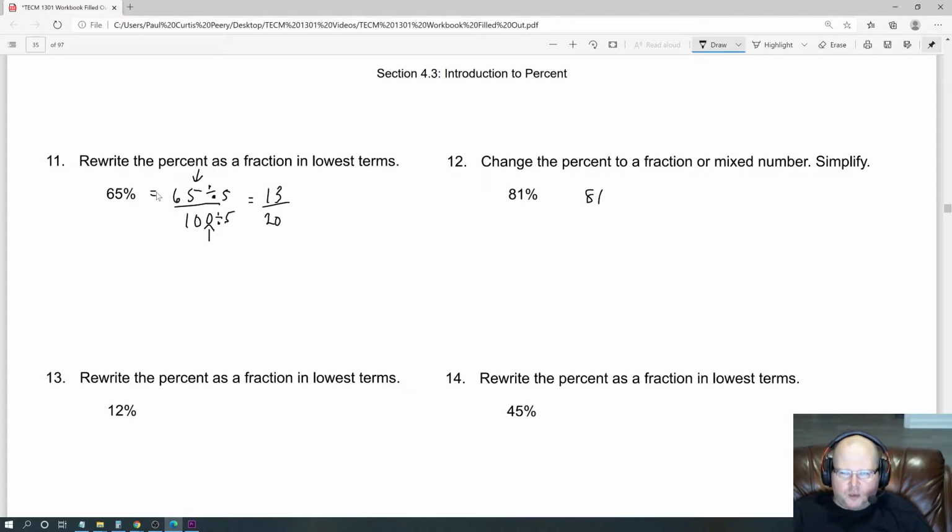Now we want to change the percent to a fraction or mixed number, and simplify. So now we write 81 over 100. Now, the only thing that I can divide into both an 81 and a 100 is a 1. Another way of doing this, instead of the GCF, the greatest common factor, which the previous problem had as 5, is we could do a prime factorization of both. So let me do a prime factorization example. We're going to have to do this later anyway.